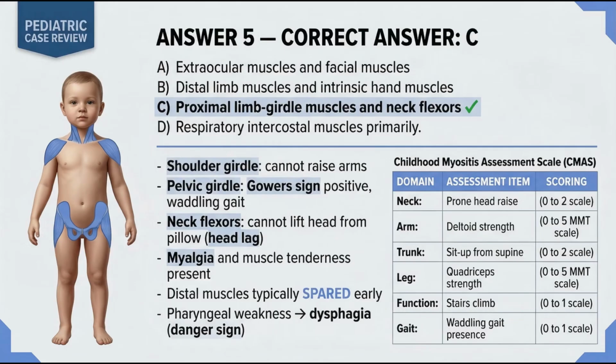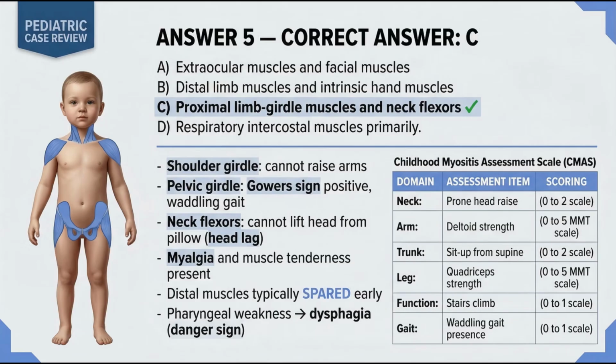Juvenile dermatomyositis characteristically affects the proximal muscle groups in a symmetric pattern. Shoulder girdle weakness presents as inability to raise the arms above the head. Pelvic girdle weakness produces a positive Gower sign and a waddling gait. Neck flexor weakness causes head lag, meaning the child cannot lift the head from the pillow. Distal muscles are typically spared in early disease. Pharyngeal weakness causing dysphagia is a danger sign requiring urgent intervention.